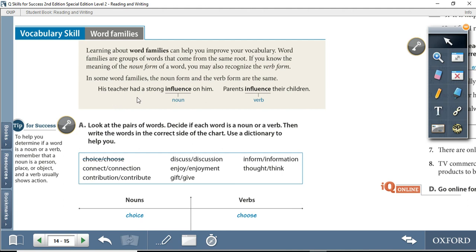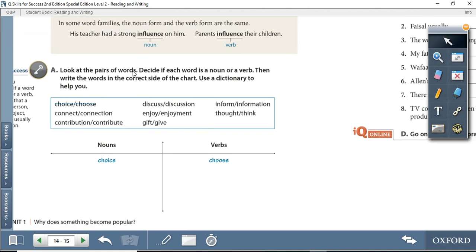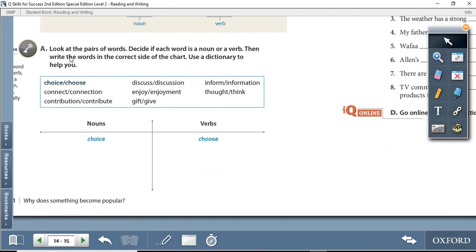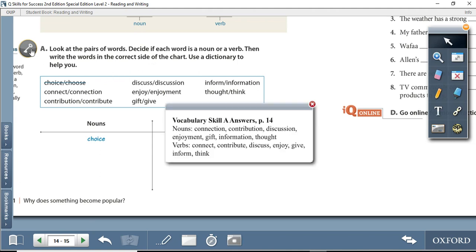His teacher had a strong influence on him. Influence here is a noun, and here parents influence their children. Influence here is a verb, and you can only distinguish between them through the context. In activity A, look at the pairs of words and decide if each word is a noun or a verb, then write the words in the correct side of the chart. Use a dictionary to help you if necessary.